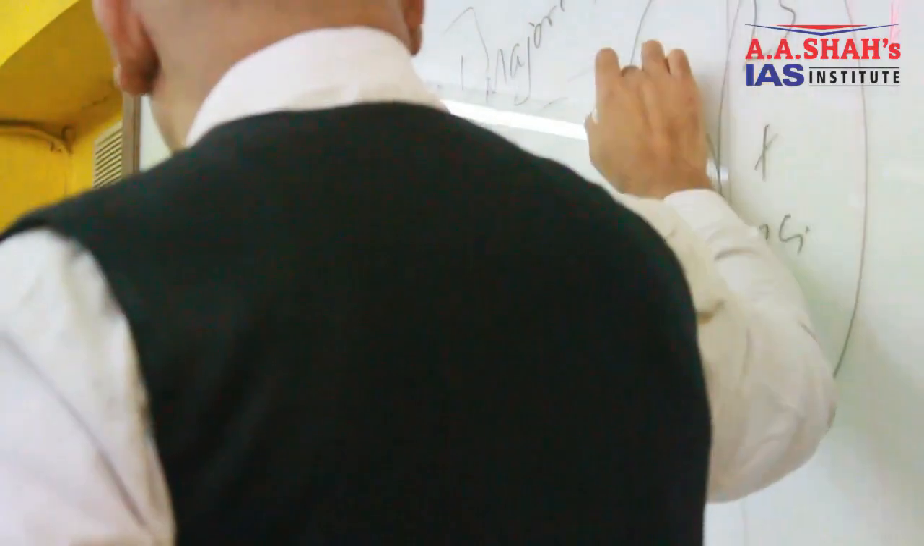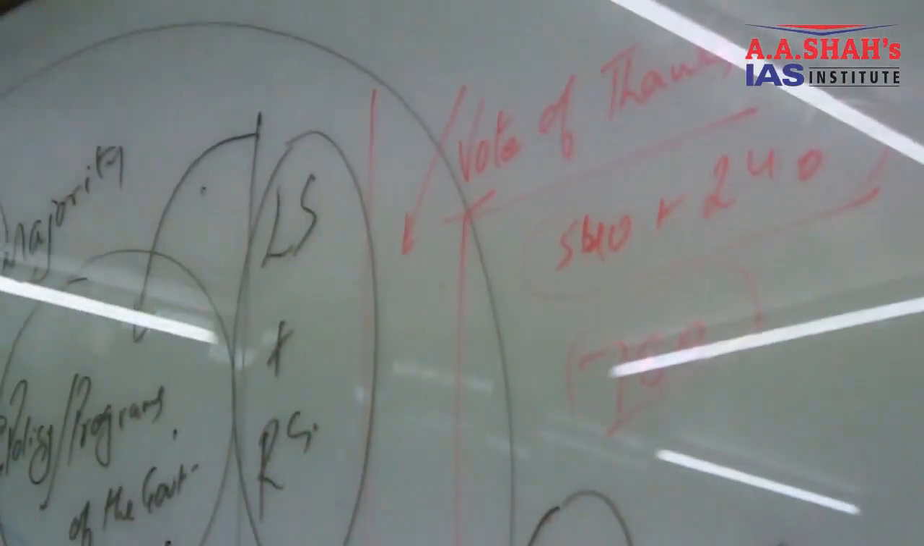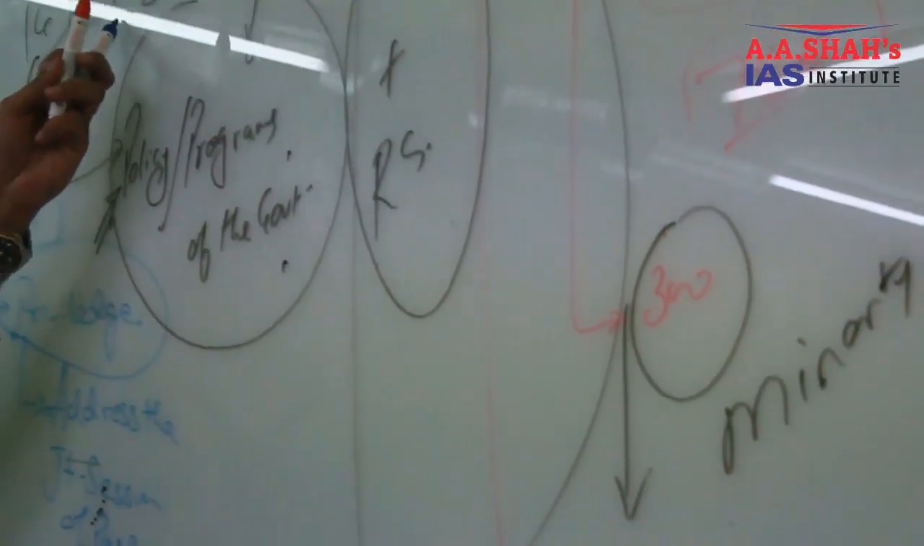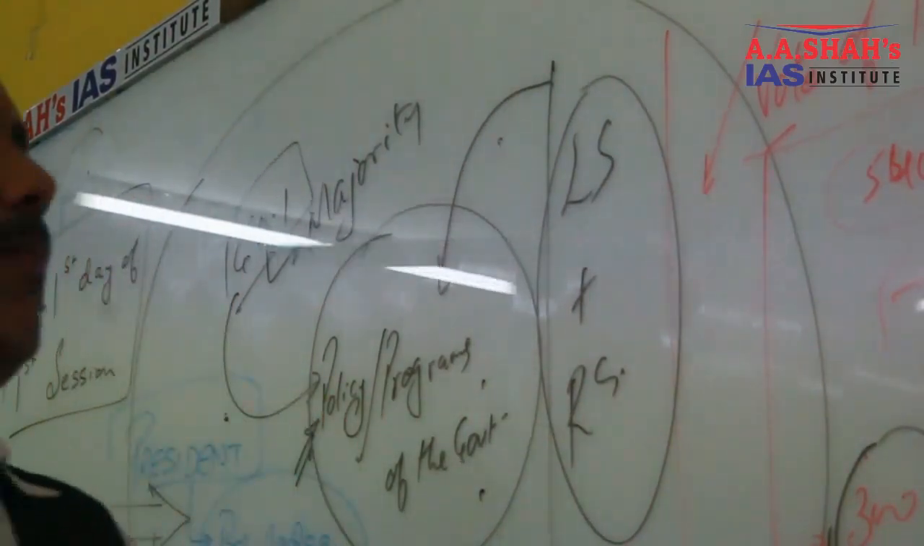Then can I say, because the vote of thanks is lost, that means the total support in the parliament for the policy and programs of the government of India is in a minority? Yes or no? Okay. So can I say that if the vote of thanks is lost, that means the government is actually not the government because they are not in majority? Yes or no? Okay. So, this is the next part.